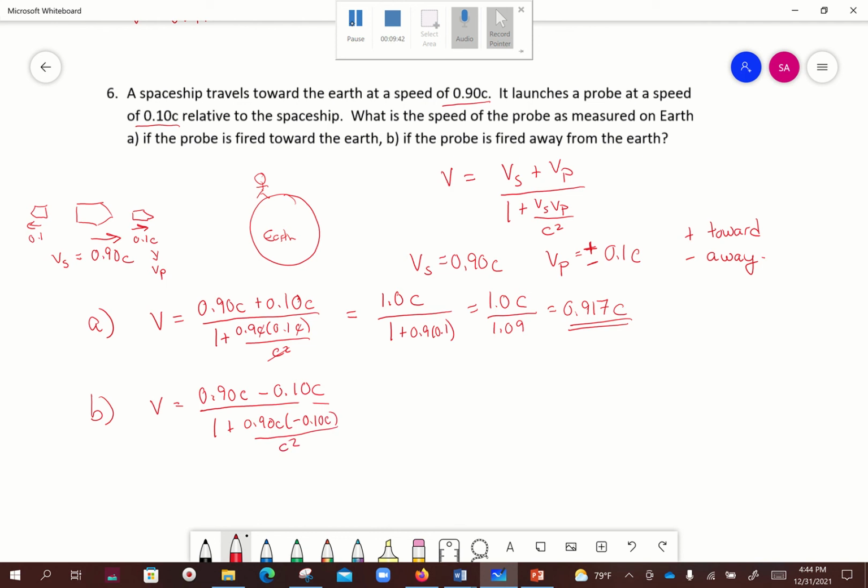All right, so again, the c's in that fraction, the denominator, cancel out. So on the top, I've got 0.9 minus 0.1, so I get 0.8 times c. In the bottom, I've got 1 minus 0.9 times 0.1. The c's have gone. So I get 0.8 c over 0.91. And that comes out to a smaller number than I had in part A, 0.879 times the speed of light.